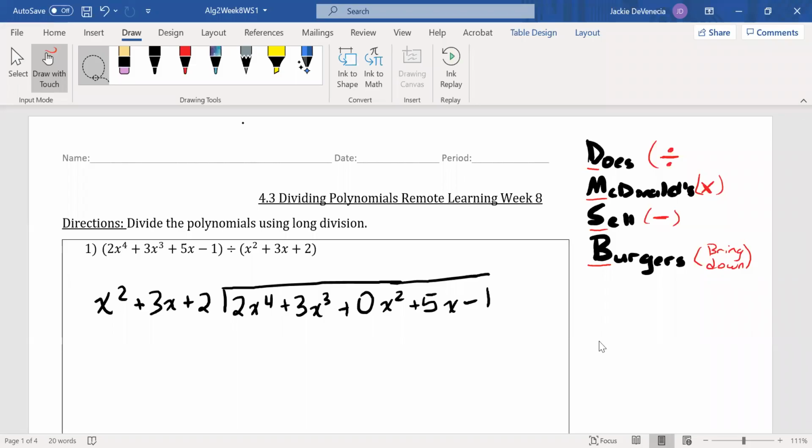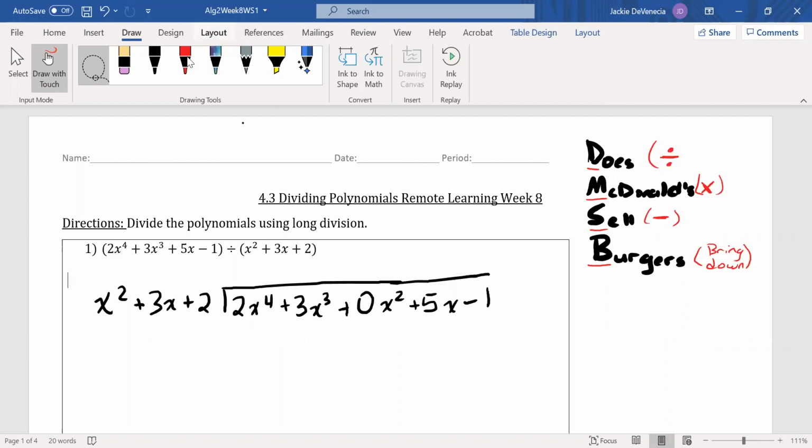Okay, so today we're going to be looking at dividing polynomials using long division. Now long division is something you probably haven't seen since middle school. And usually the issue with long division is that there's a lot of steps.